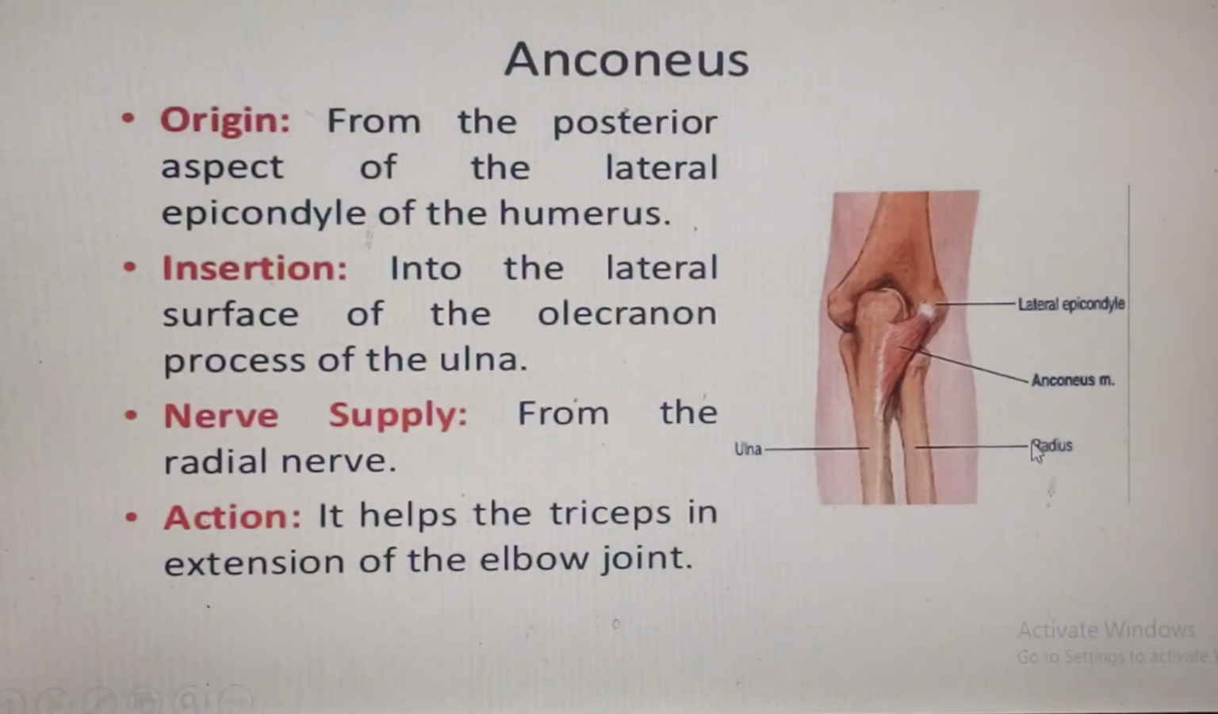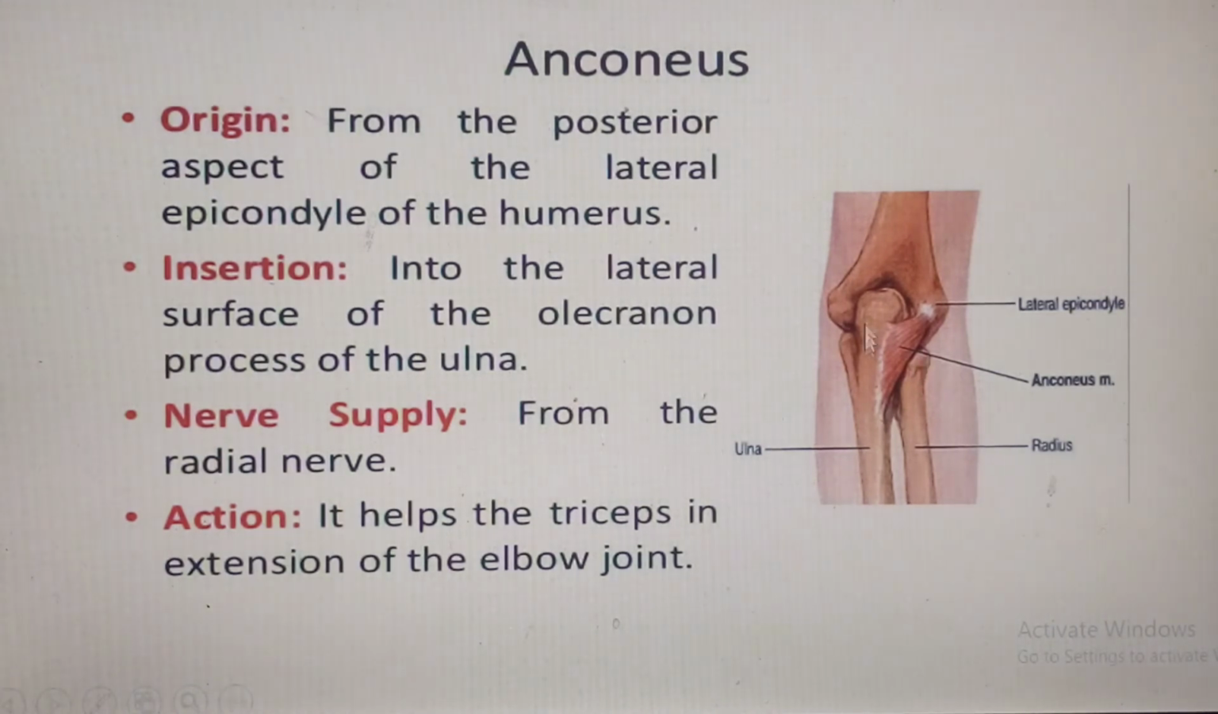But some books want to add anconeus to it, and anconeus takes origin from the posterior aspect of the lateral epicondyle onto the posterior aspect of the olecranon. The reason they add it is that it also helps produce some extension at the elbow joint. But it is not a muscle of the posterior compartment of the arm. It's actually a muscle of the posterior compartment of the forearm. But in this regard, I'm going to talk about it here. So when I get to the posterior compartment of the forearm, I won't talk about it again.